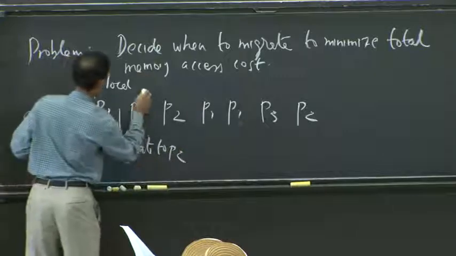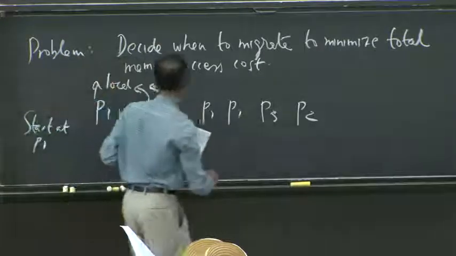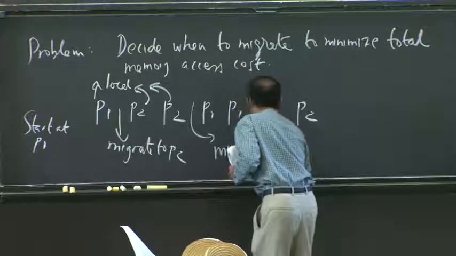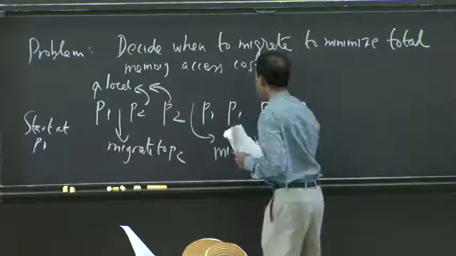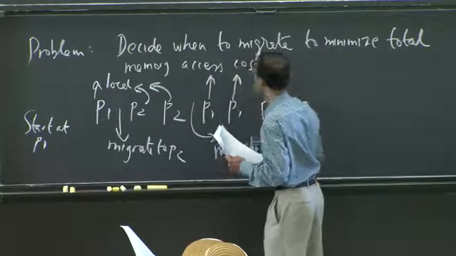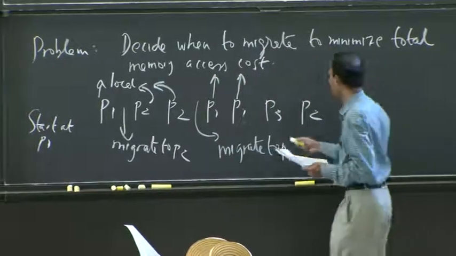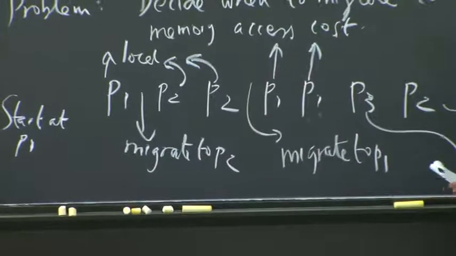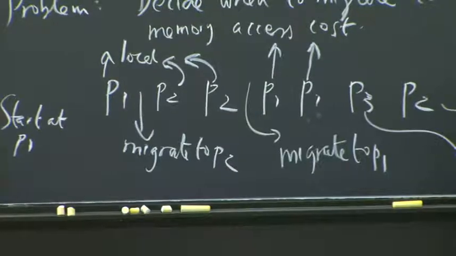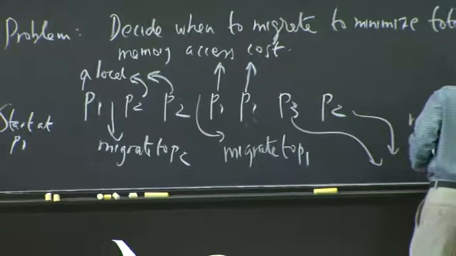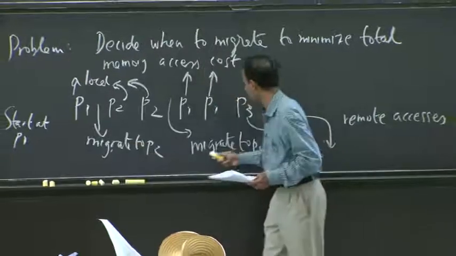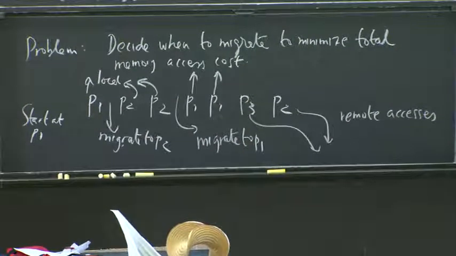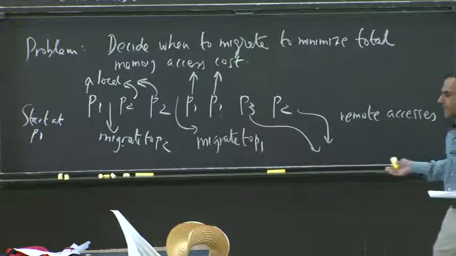In which case, this is a local access as well, so is this one. Right here, you might want to migrate back to P1. So this becomes a local access. That's a local access. They're all essentially free. And then if you just stay at P1, over here, you may end up doing remote accesses to P3 and P2, respectively. And so you have a cost of migration, and the cost of 2 remote accesses. All right? So that's the setup.